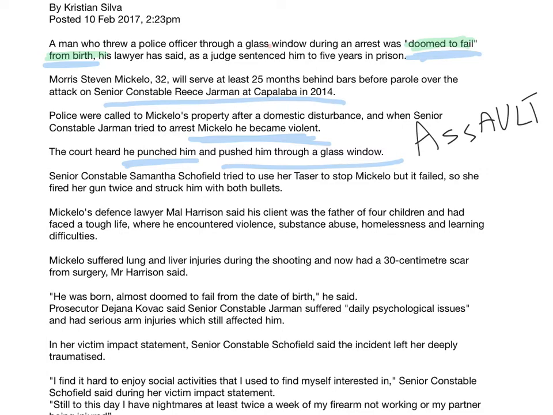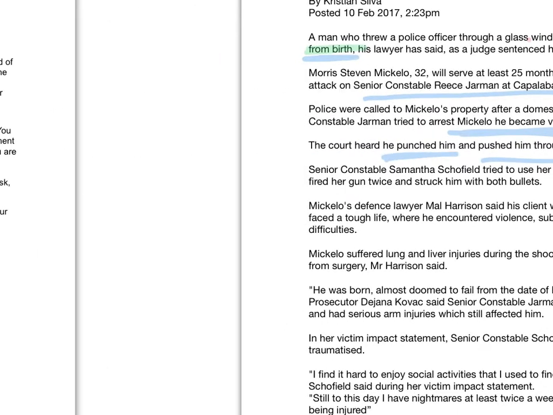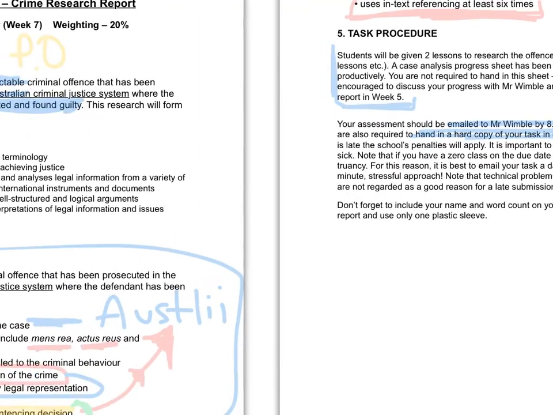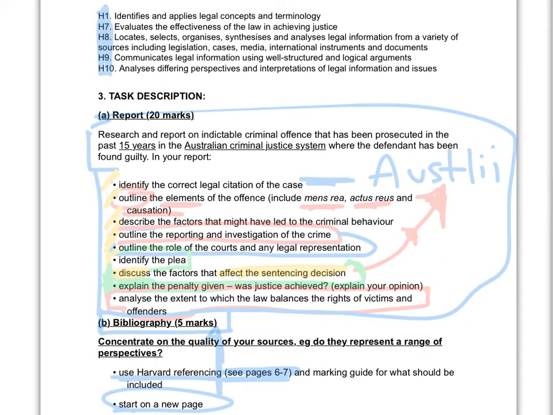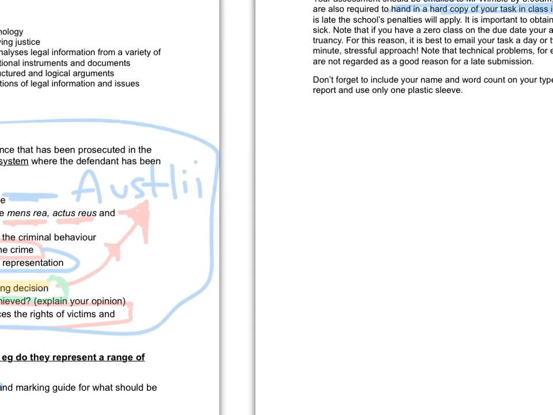The lawyer, Mal Harrison, so this is the task where we're talking about how he's been represented here. Identify the role of the courts in any legal representation.